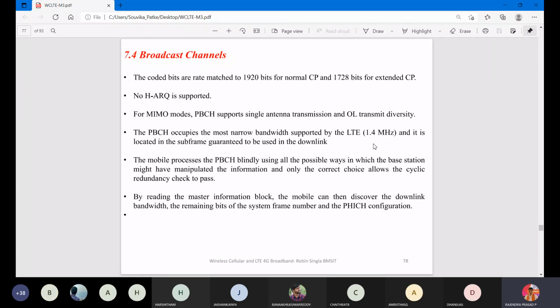The PBCH occupies the narrowest bandwidth supported by LTE, 1.4 MHz. So that is the bandwidth specification he has given. The PBCH blindly tries all the possible ways in which the base station may have manipulated the information, and only the correct choice allows the cyclic redundancy check to pass. So whoever wants to broadcast the information is not simply allowed. He needs to cross-verify, and if everything is correct, then he is allowed to broadcast the information.